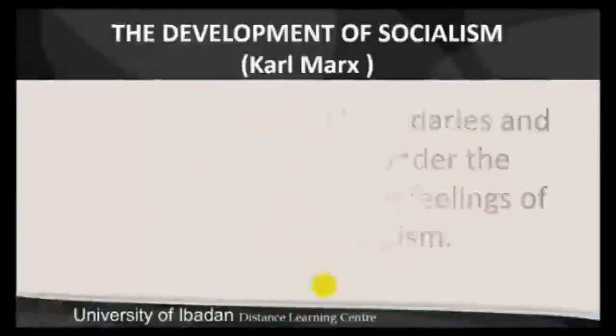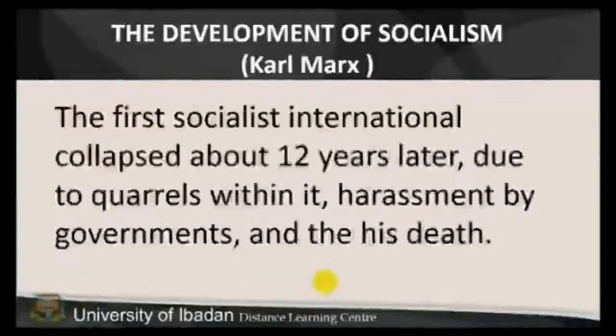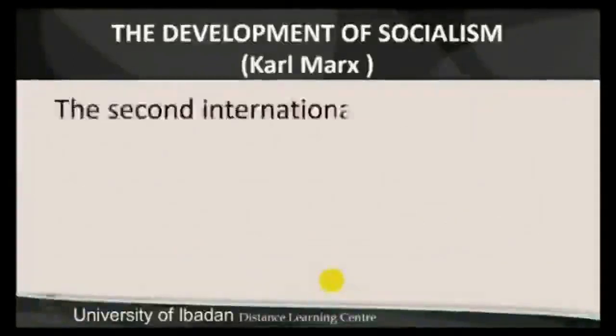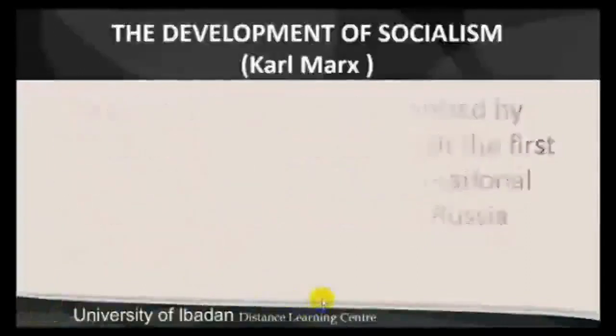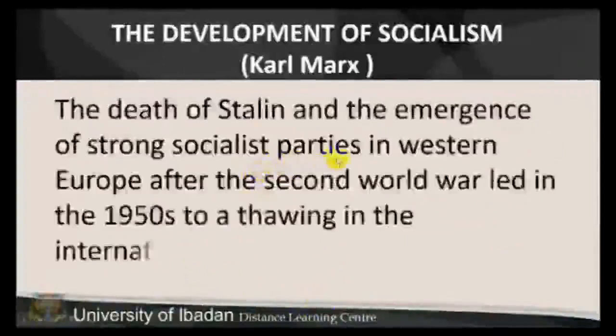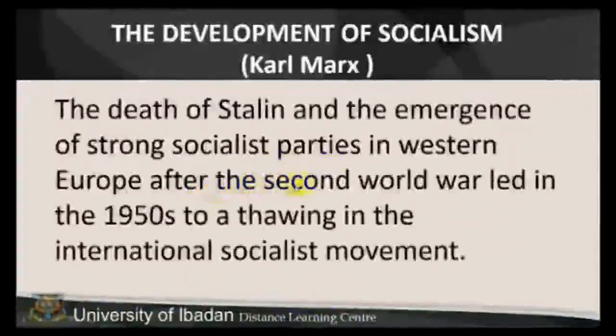The first Socialist International collapsed about 12 years later due to quarrels within it, harassment by governments, and the death of Marx. The Second International, organized by Marx's friend, Engels, died with the First World War, while the Third International was dominated by Communist Russia under Stalin. The death of Stalin and the emergence of strong socialist parties in Western Europe after the Second World War led in the 1950s to a thawing in the international socialist movement.